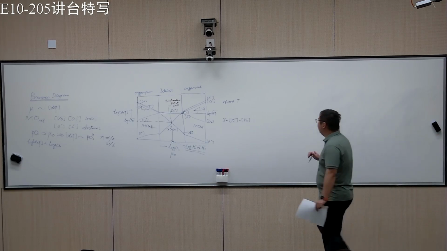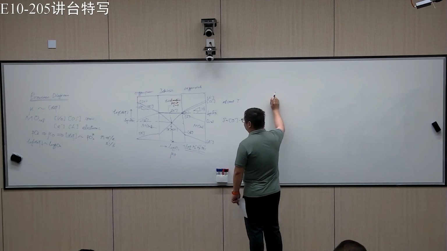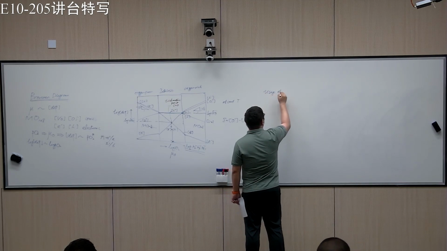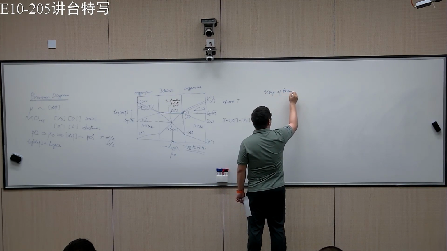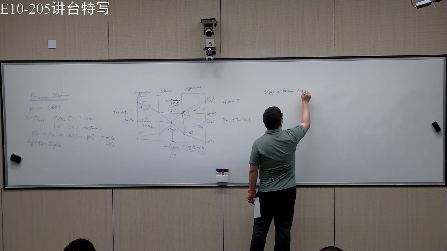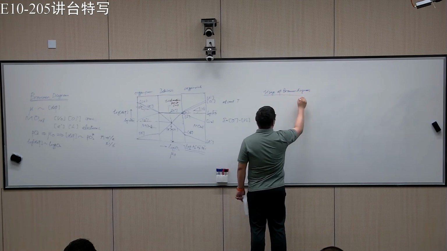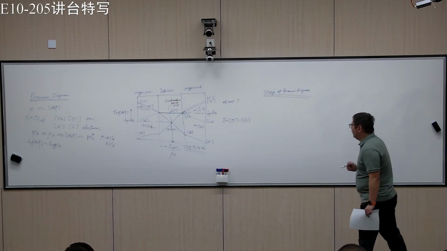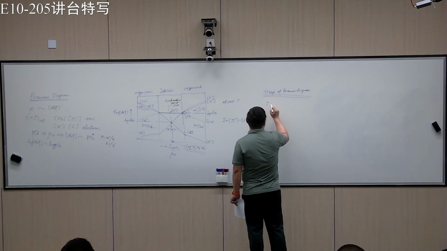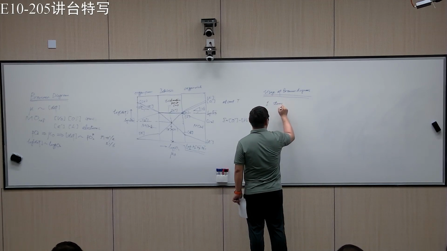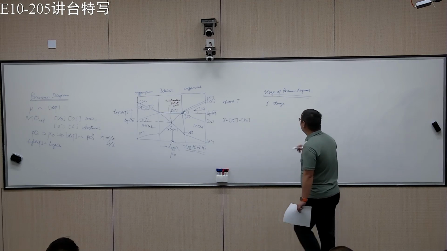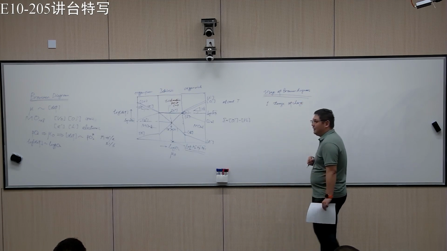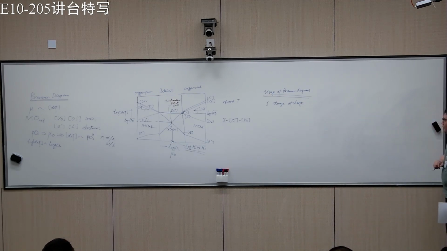So we're going to consider the two usages of Bower diagrams. The first usage is that it gives you a way to estimate storage of charge, or it can be chemical storage of charge. So what do I mean?